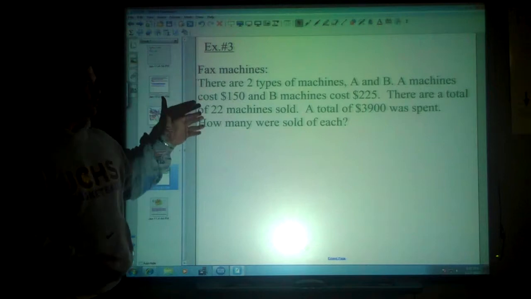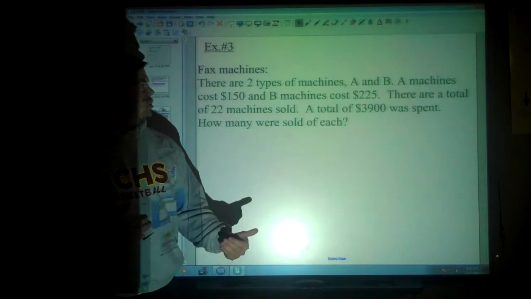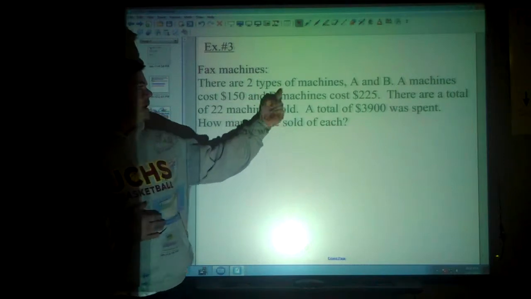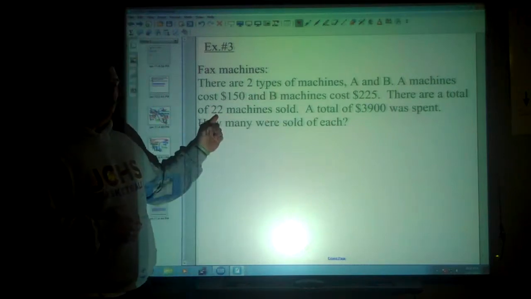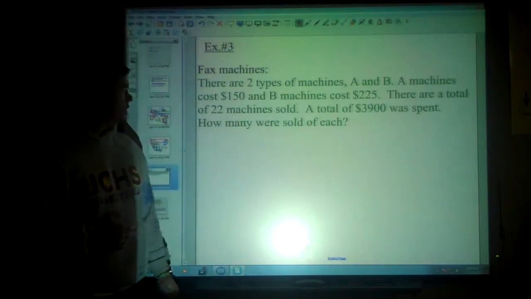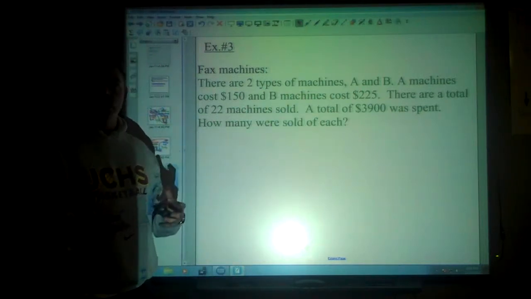You've got 2 fax machines. We'll call one fax machine A, the other fax machine B. The fax machines that are A cost $150. The fax machines that are B cost $225. We know there's a total of 22 machines, and we know we've spent a total of $3,900. We have to determine how many we sold of each.